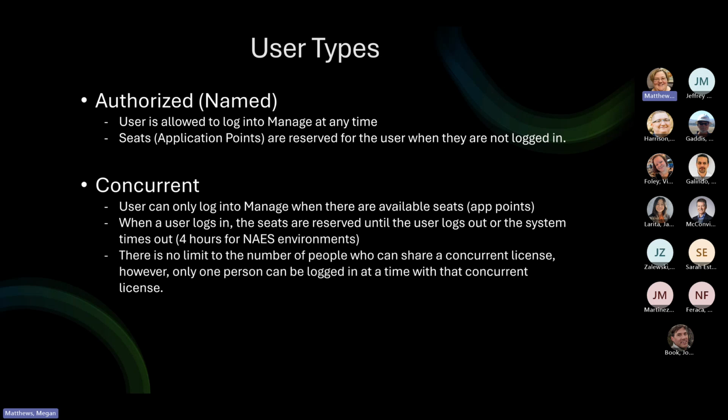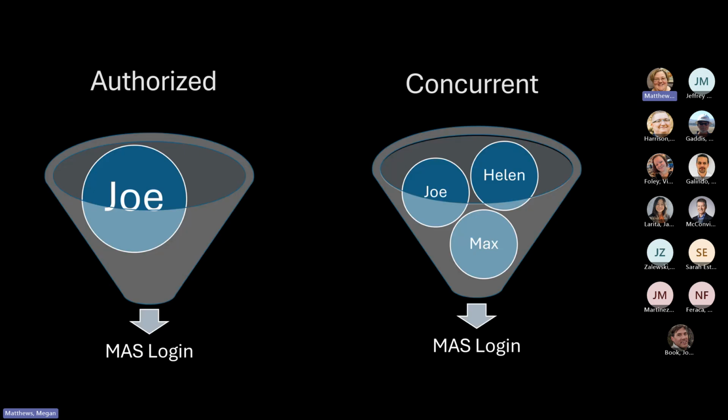But there is no limit to the number of people who can share a concurrent license. So you could have 100 people and one concurrent license, but only one person could be logged in at a time with that license. If you had one license and 100 people were sharing that, whenever one person was logged in, the other 99 would get denials when they try to log in. It would say they don't have the access to log in, essentially, or there aren't any available points for them to log in.